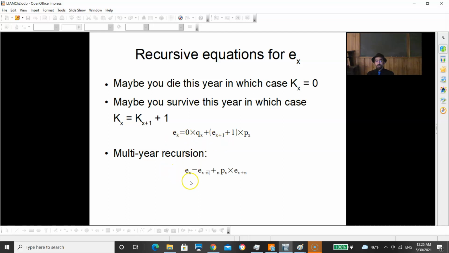There's also a multi-year recursion, which is a little different. There, you say, well, let me break down the entire future into the next n years and everything that comes after that. So you say, well, on average, how many of the next n years will you survive? That's e sub x colon angle n. Then, if I live longer than that, I have to add in the probability of surviving those n years times the conditional expectation of how many further years I would live.